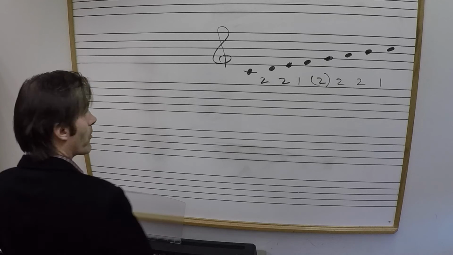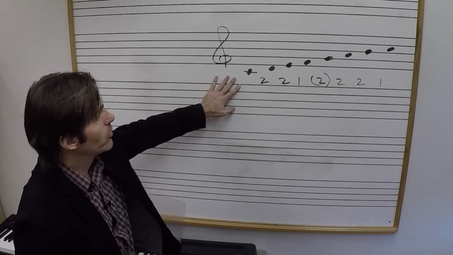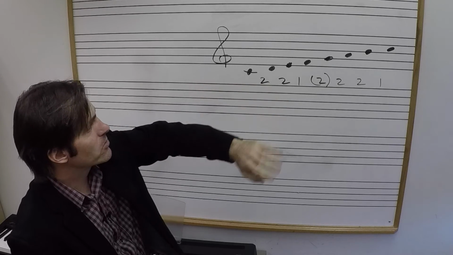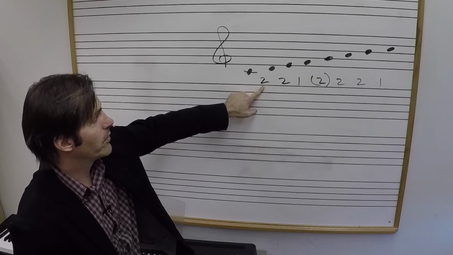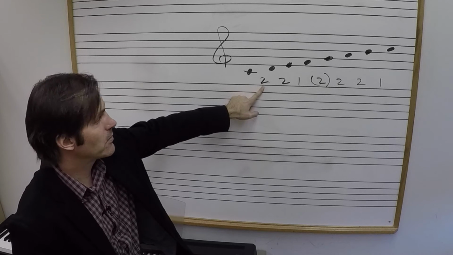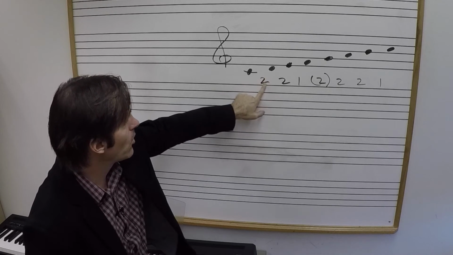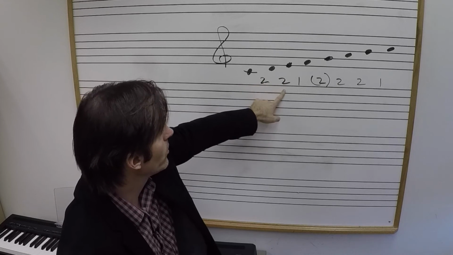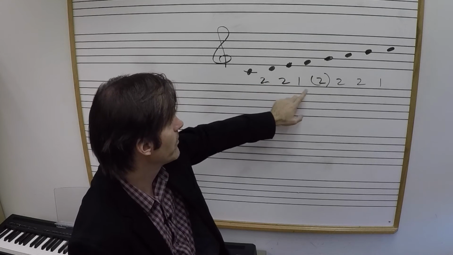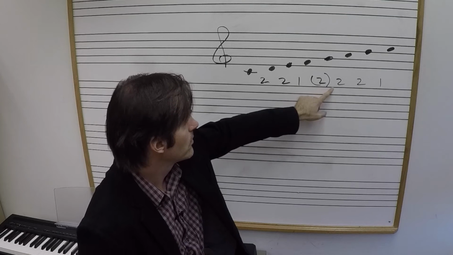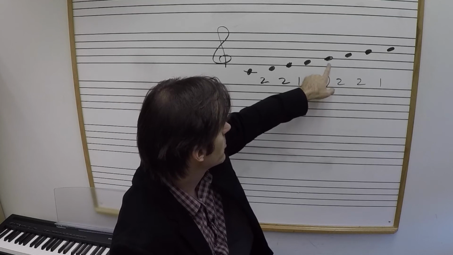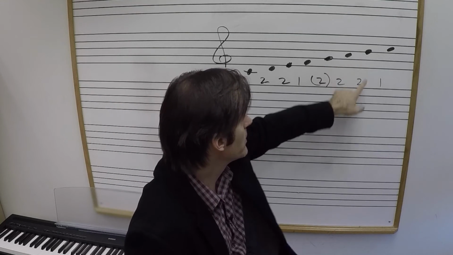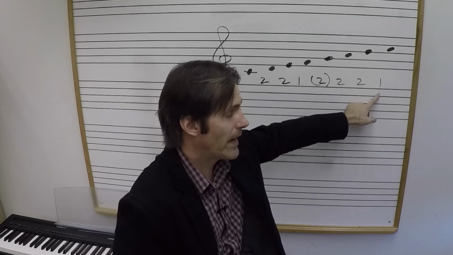And on the board over here, if you look at this, I've written it here. This is a C major scale, and I've written the sequence of steps that we have here. So we go from C to D as a whole step, from D to E as a whole step, E to F as a half step, whole step in the middle, from F to G, G to A, another whole step, A to B, another whole step, B to C, another half step.